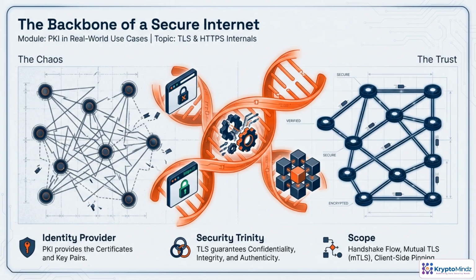TLS then uses those keys to deliver what we rely on every day: confidentiality so others can't read your traffic, integrity so it can't be silently changed, and authenticity so you know who's at the other end. In this module, we'll unpack how that trust is created and maintained during HTTPS connections, and why the details of the TLS handshake, mutual TLS, and mechanisms like certificate pinning are so critical to a secure internet.